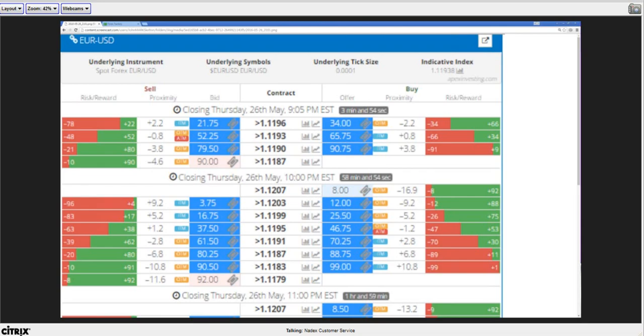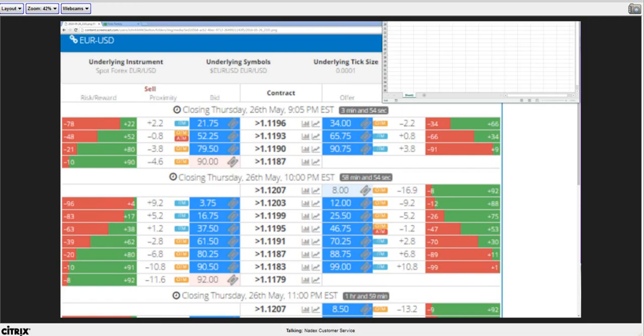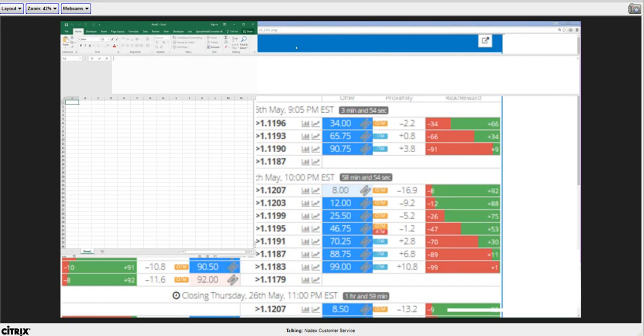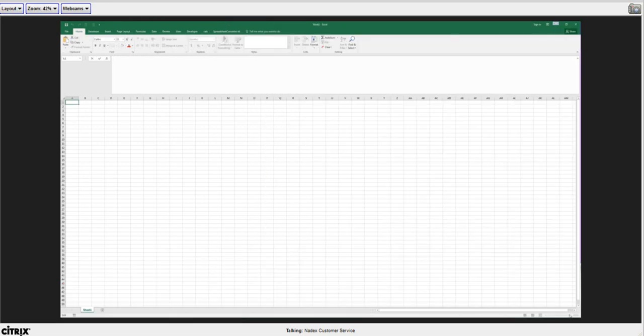Now, I want to do a fun little experiment with you, a very practical experiment. And this is going to show you why I'm always saying you don't want to hold the contract until expiration. Okay, let me zoom this in.